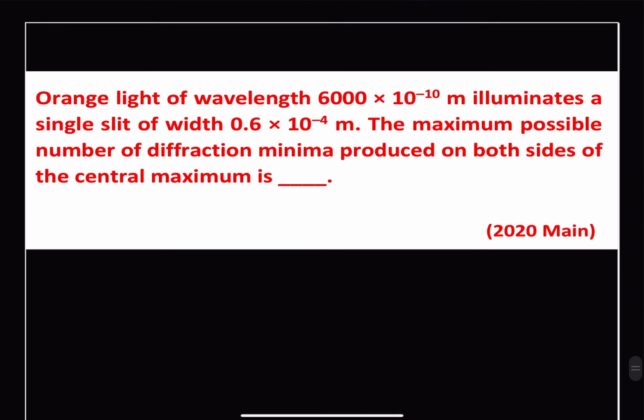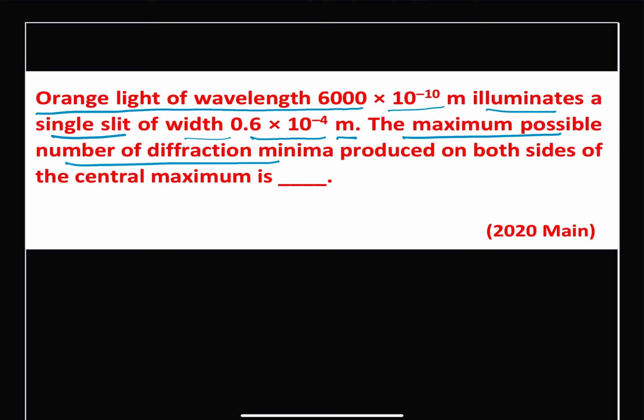It states that light of wavelength 6000 into 10 to the power minus 10 meters illuminates a single slit of width 0.6 into 10 to the power minus 4 meter. The maximum possible number of diffraction minima produced on both sides of the central maxima is. So here we have a single slit of width given, and we know that for diffraction minima d sine theta is equal to n times lambda, and the value of n is nothing but the order of minima, which is equal to 1, 2, 3 and so on.